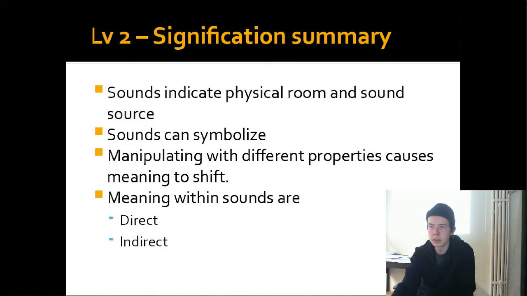So in summary of the signification process, by using sounds we can tell something about the room, we can tell something about the sound source, and by manipulating different properties we can shift our meaning. So first of all we have to know what the meaning is, and then use those properties to achieve it. Meanings are direct or indirect, and sounds can either symbolize or have direct meaning in them.